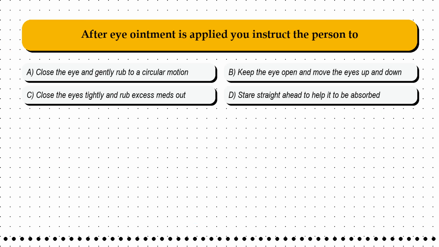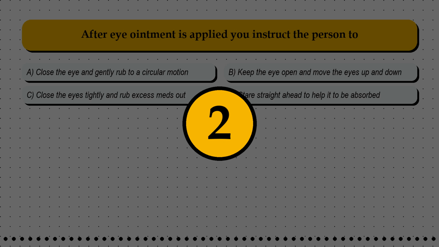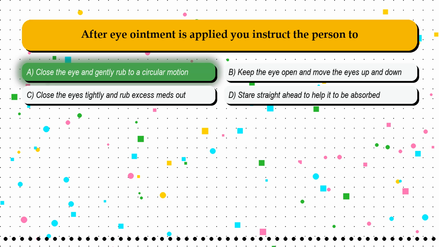Question 230. After eye ointment is applied, you instruct the person to: Option A, close the eye and gently rub in a circular motion. Option B, keep the eye open and move the eyes up and down. Option C, close the eyes tightly and rub excess meds out. Option D, stare straight ahead to help it be absorbed. The correct answer is option A, close the eye and gently rub in a circular motion.